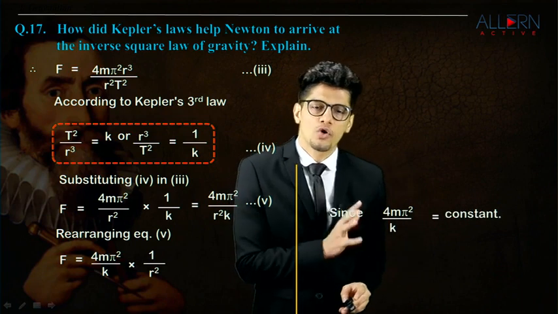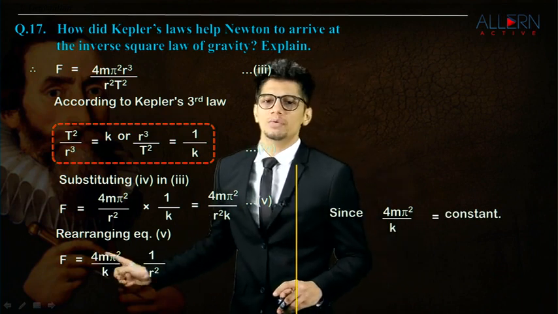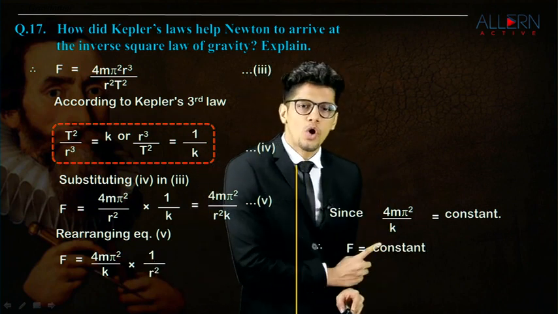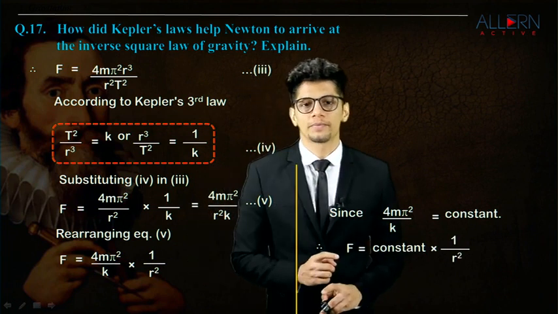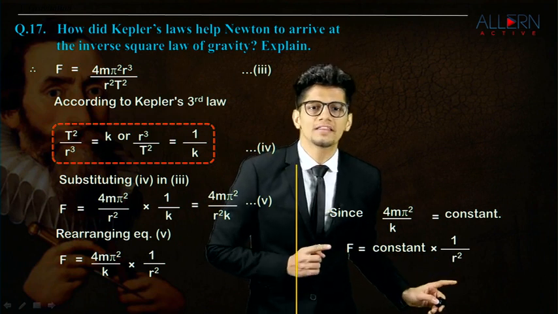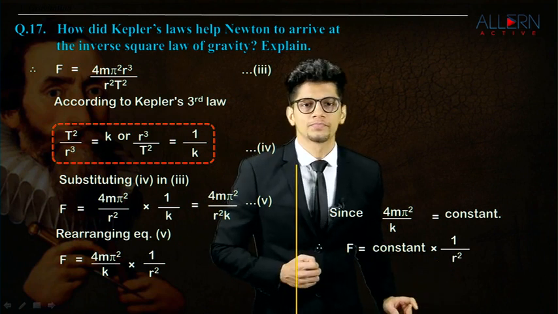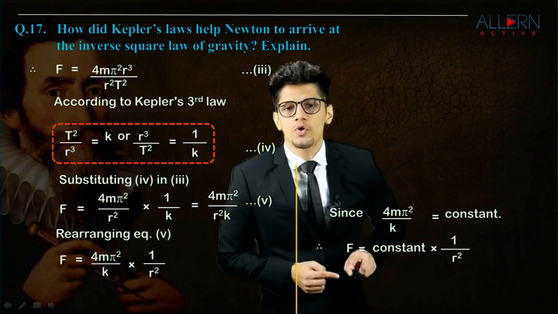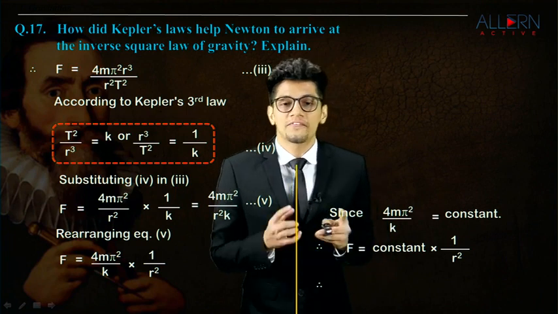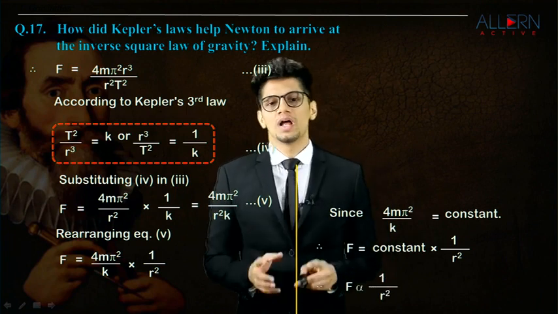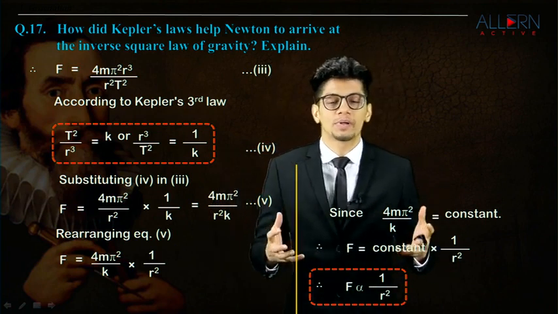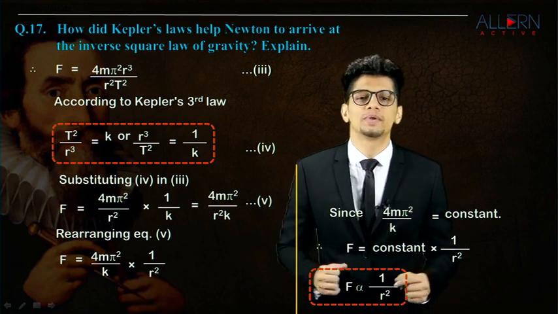Now since they are constant, what we get over here is F is equal to constant into 1 upon R square. So this is what we write. So F is equal to constant into 1 upon R square. That means whenever the value of R changes, only then the value of F will be affected. The constant will not change, that means force will not be affected because of these factors. So this is how we came to know that force is actually inversely proportional to R square. So this is how Newton actually realized that force is inversely proportional to the square of the distance between their centers.